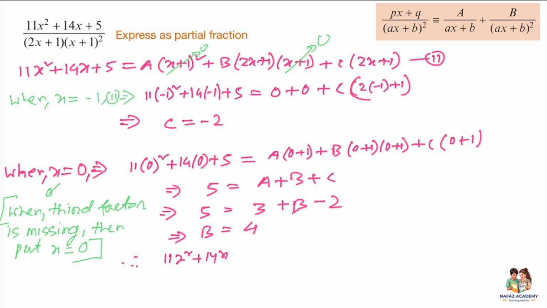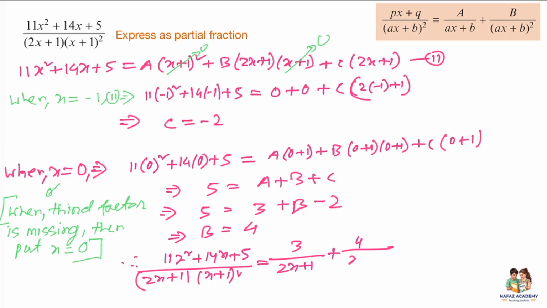So we have all of this A, B, C. Put the values of A, B, C in equation 1 to get the answer. A is 3 over 2x plus 1. The B value is 4, so 4 over the B factor, x plus 1, and C is -2, that is plus minus -2 in between B and C. So it is the answer. I hope you understood.